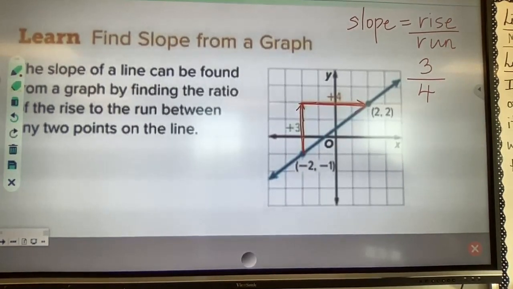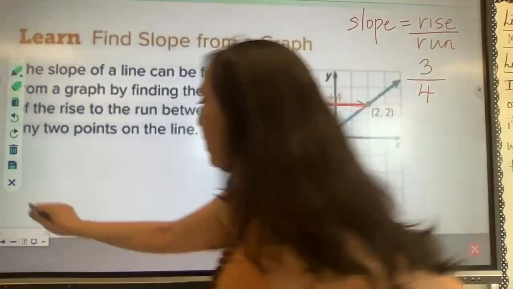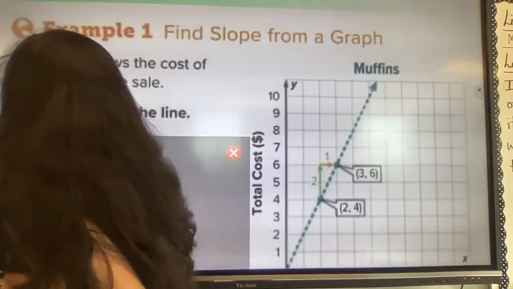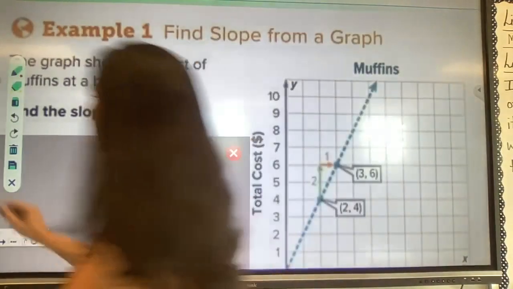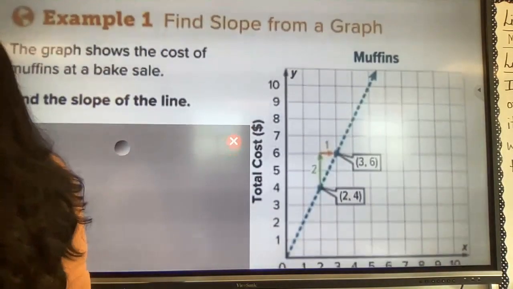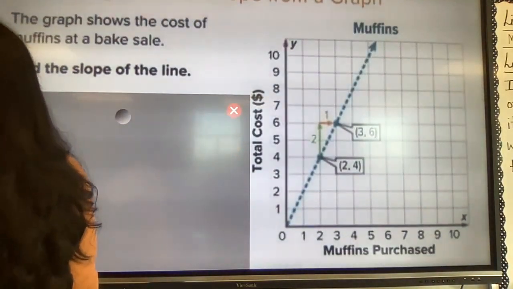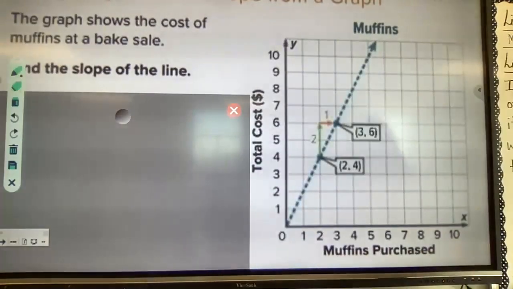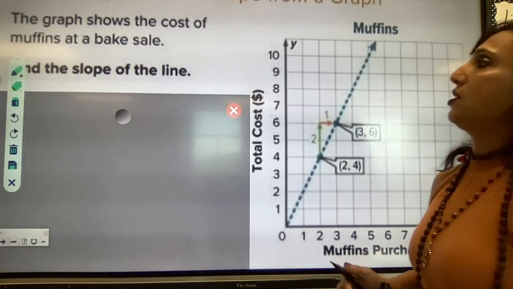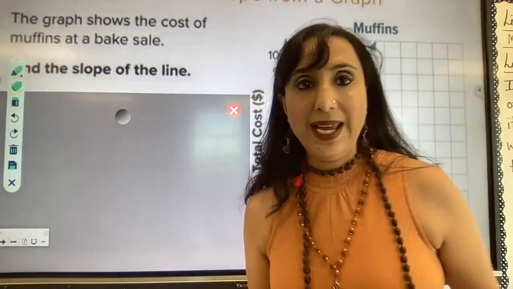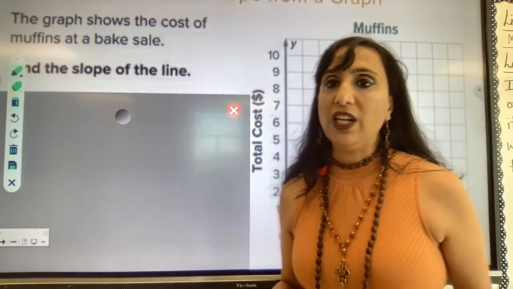Okay, so let's do an example, and we are going to look at this graph. Pull this down a little bit. Okay, so let's look at this graph over here. The graph shows the cost of muffins at a bake sale. Find the slope of the line.